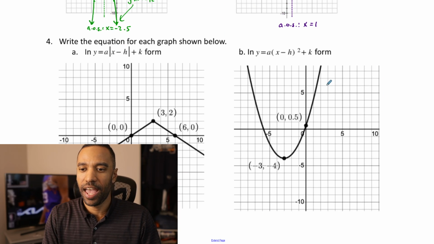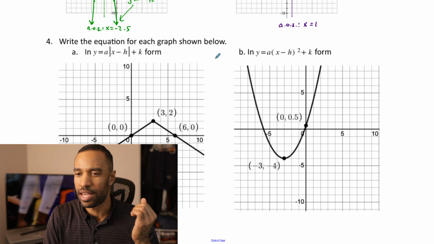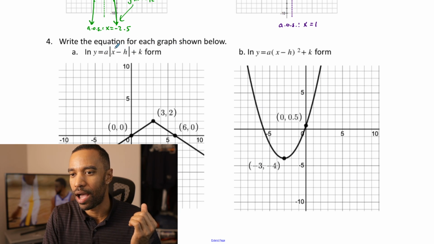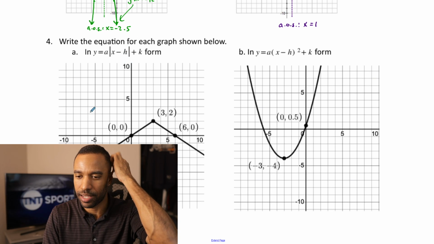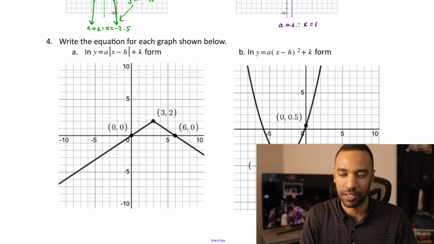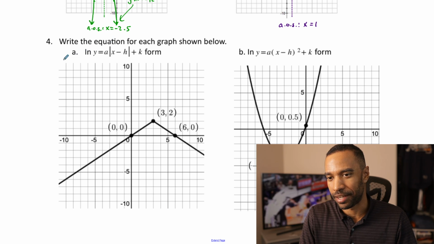All right, numbers 4a and 4b. Is that natural log of y? What are we? Oh, that says "in." "In y equals." Oh, we're writing equations. Got it. Let me move myself. Forget what I said about natural logs. You won't learn that until next year. I thought it said ln.